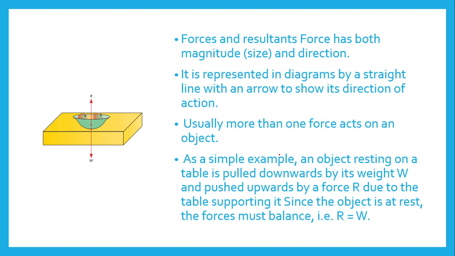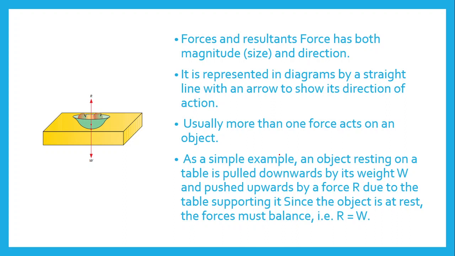So when you're going to do questions, they are also going to be involving several forces. So forces and resultant forces have both magnitude and direction, because obviously force is a vector. It is represented in diagrams by a straight line with an arrow to show its direction of action. Usually, more than one force acts on an object. Well, we have studied that. As a simple example, an object resting on a table is pulled downwards by its weight W and pushed upwards by its force R due to the table.